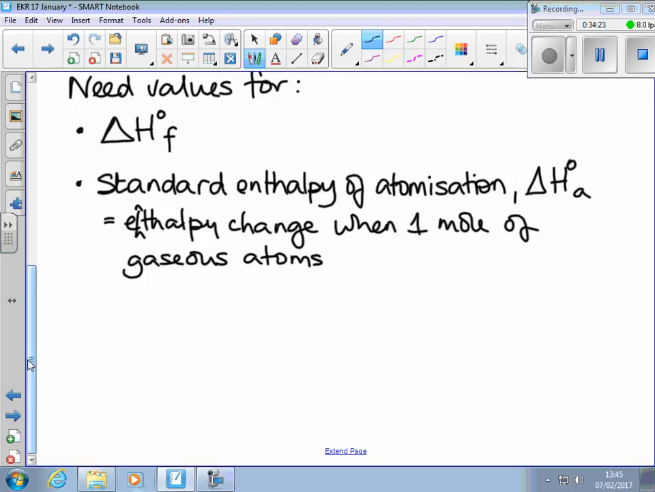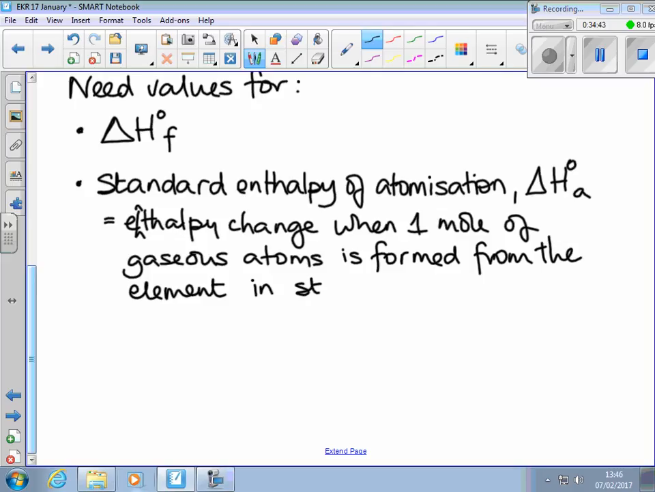Right, so enthalpy change when 1 mole of gaseous atoms, we're not ionizing yet, is formed from the element in its standard state. Now this is always going to be positive. You're always going to have to put energy in to get atoms out of the elements.